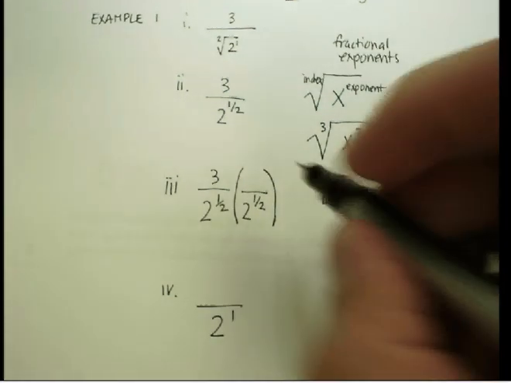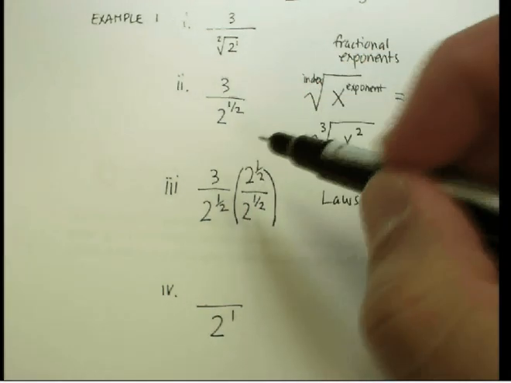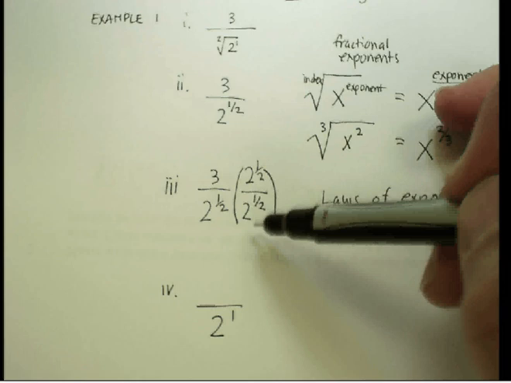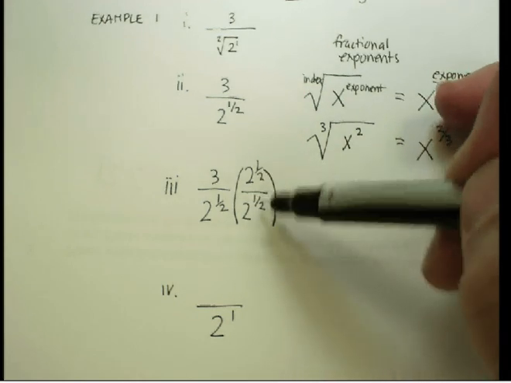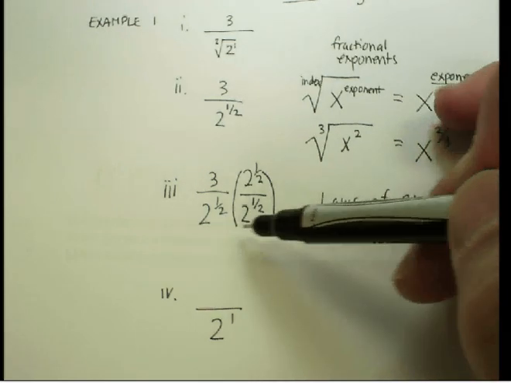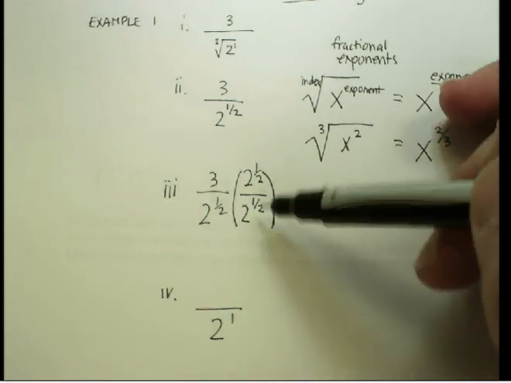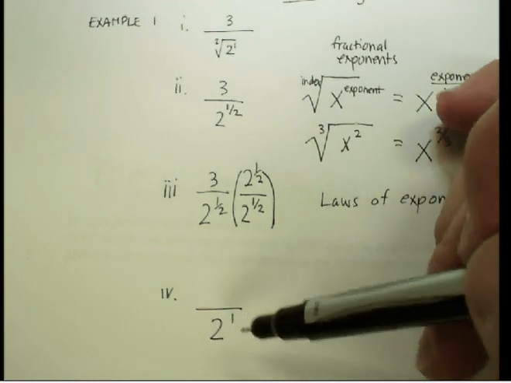Now you have to multiply by 1 here, so I'm going to have to put the 2 to the 1/2 up here too. Now look what I've done here. I have multiplied by 1. 2 to the 1/2 over 2 to the 1/2. That's just multiplying by 1. It has taken care of my denominator because 2 to the 1st is just 2. So my radical sign has now disappeared.